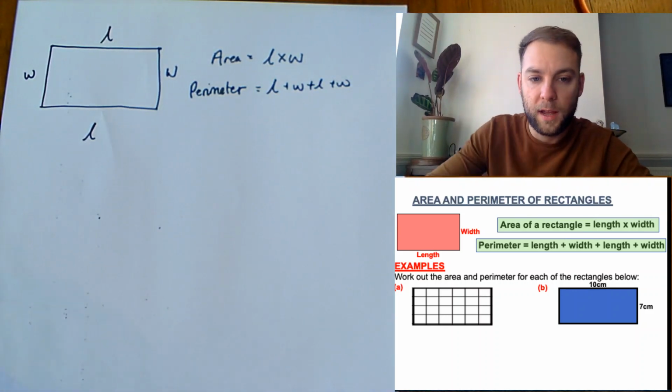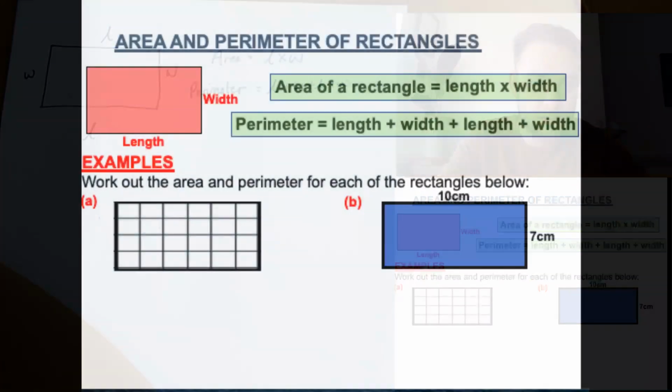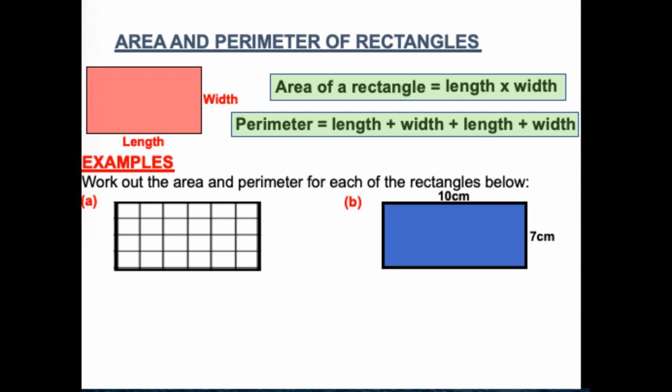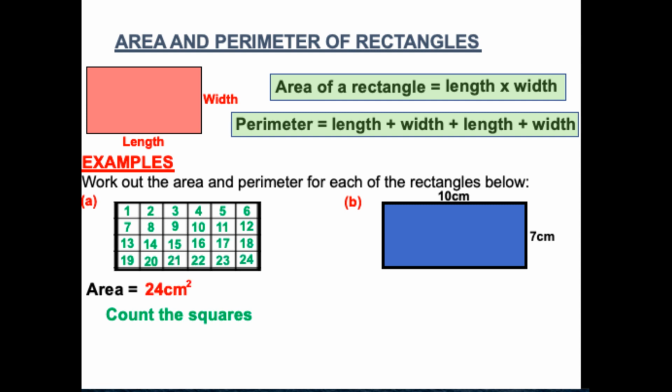Perfect. So if we are looking at this first question here, which is work out the area and perimeter for each of the rectangles below. So the first thing we've got to do with this one here is count the amount of sides. So 1, 2, 3, 4, 5, 6 across by 1, 2, 3, 4. So 6 by 4. So there's two ways you can think about this. Now, because it's broken up into squares, we know that the area is the amount of space inside of this. So you could, if you wanted to, count the squares. So 1, 2, 3, 4, 5, 6, 7, 8, 9, 10, 11, 12, all the way up to 24. Okay, so that is one way of doing this.